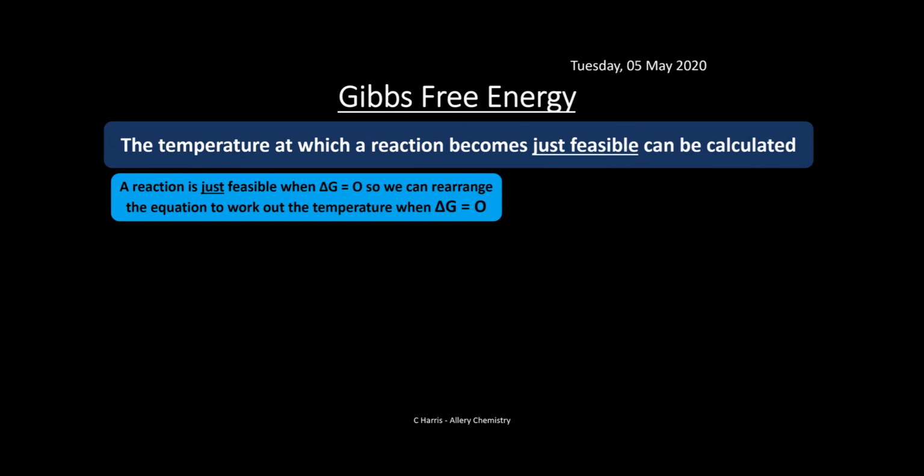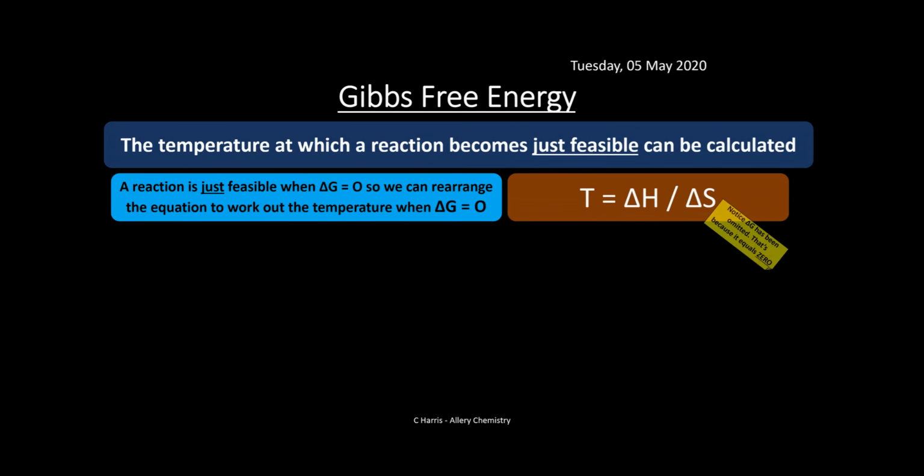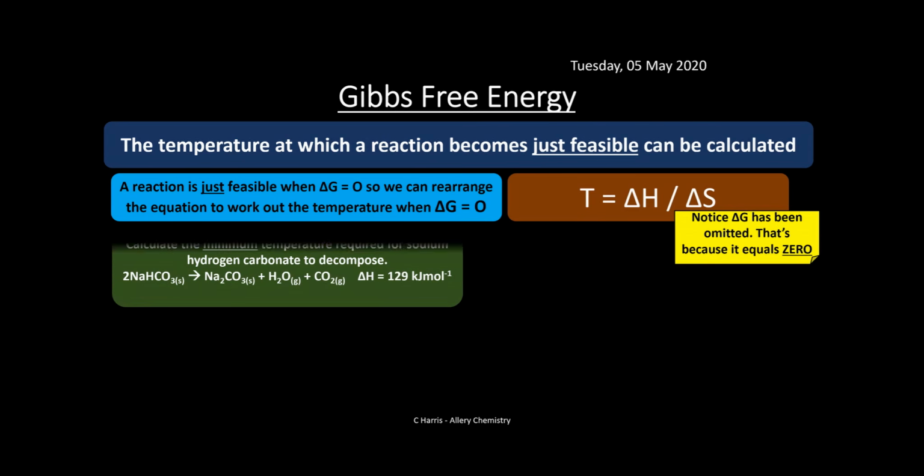So a reaction is just feasible, remember it, when delta G is 0. And what we can do is rearrange that equation to work out the temperature when delta G is 0. So T equals delta H over delta S. So that's when we remove the temperature bit, and we put temperature as the subject. So we notice that we've removed delta G, because delta G always equals 0. Because it has no value, we don't need to include it in our formula. So this is the rearranged equation that we have. T equals delta H over delta S.